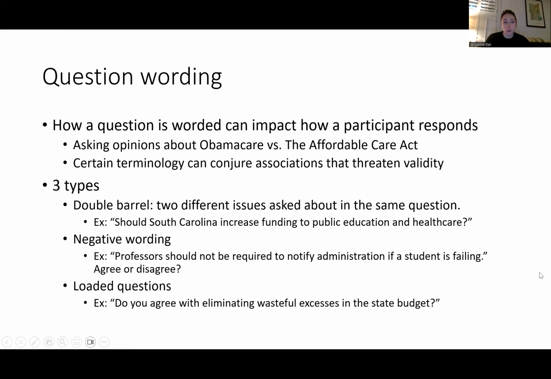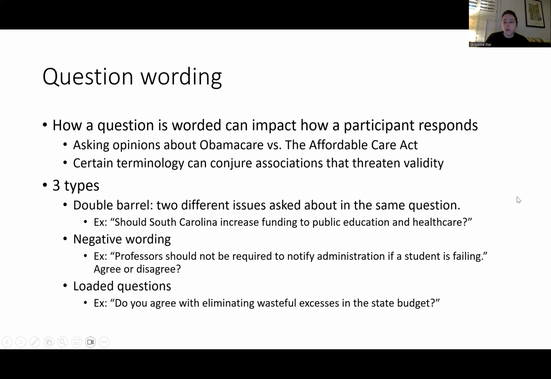We should also consider question wording. So how we word questions is going to impact how a participant responds. And this might seem like common sense. So if we ask for opinions about Obamacare versus the Affordable Care Act, the term Obamacare might have more emotions or more associations behind it. So for example, if someone was not a supporter of the Obama administration and hears the term Obamacare, they might have certain biases that they approach the question with versus if we use the term Affordable Care Act.